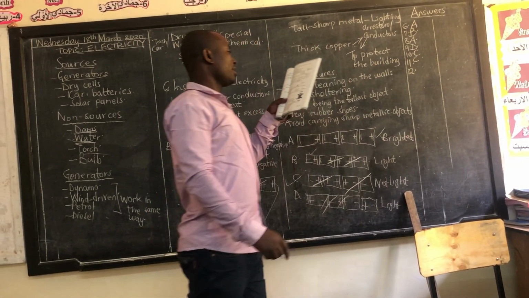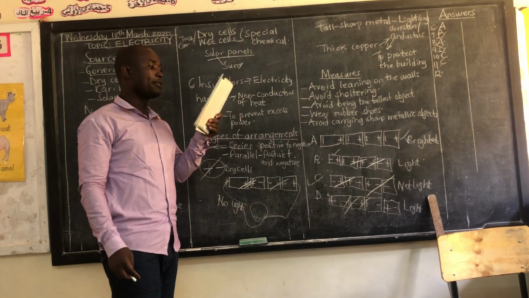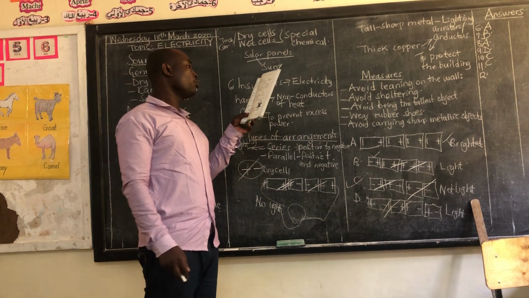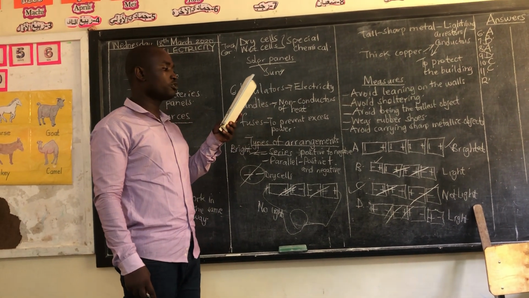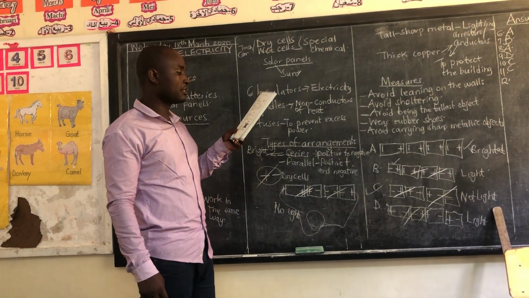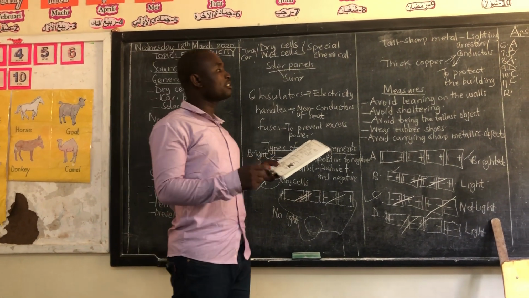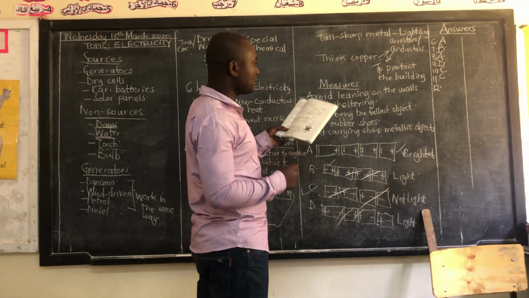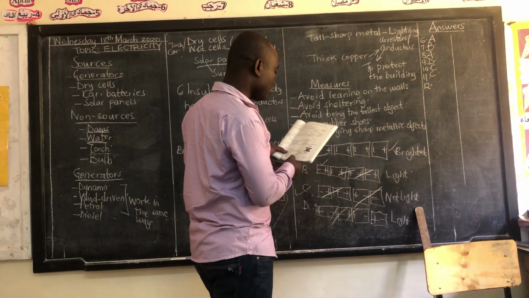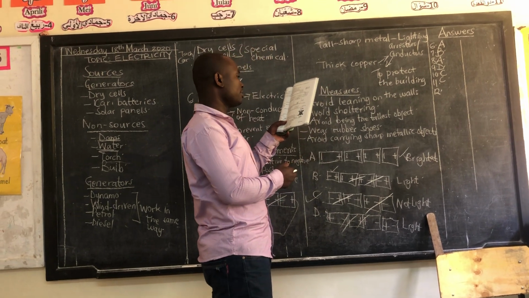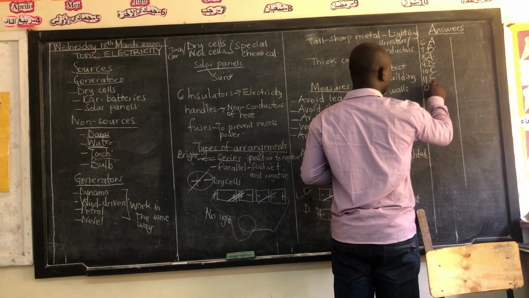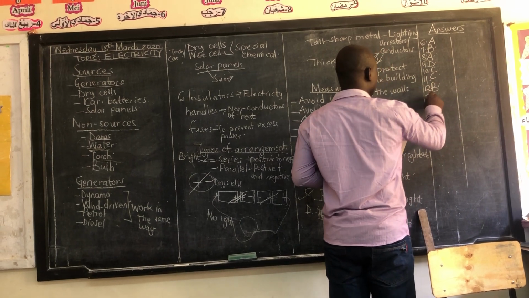Number 12. The diagram below represents a setup that can be used to investigate good and poor conductors of electricity. Which one of the following materials, when used to connect wires at position K, would make the bulb light? For the bulb to light, we must use a good conductor of electricity. Piece of thread is not a good conductor. Piece of glass, not. Sellotape, not. The correct answer becomes razor blade, B.